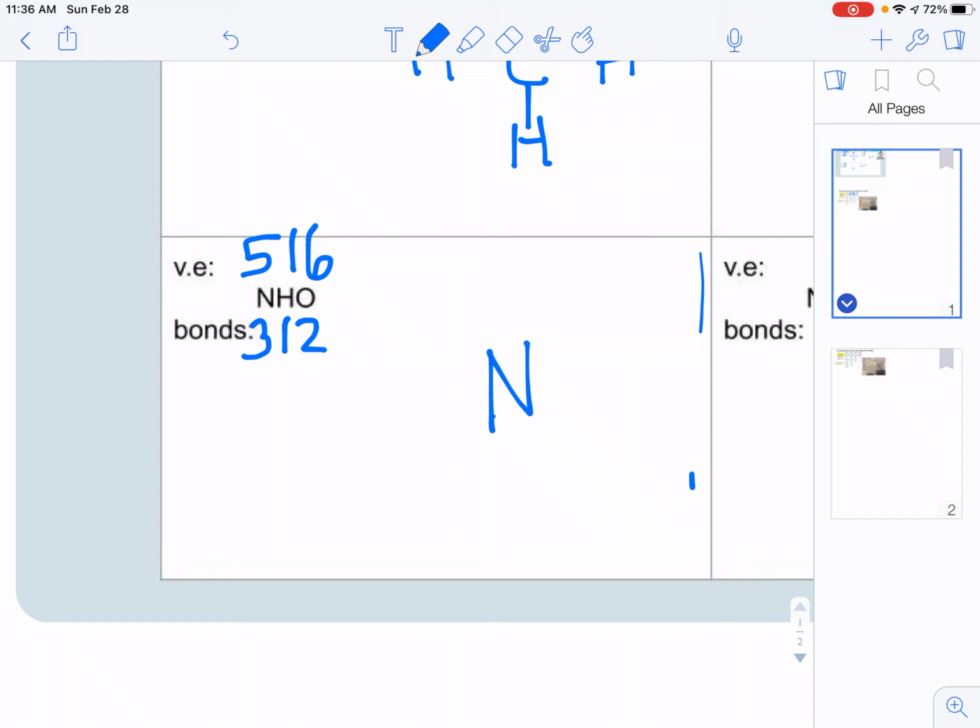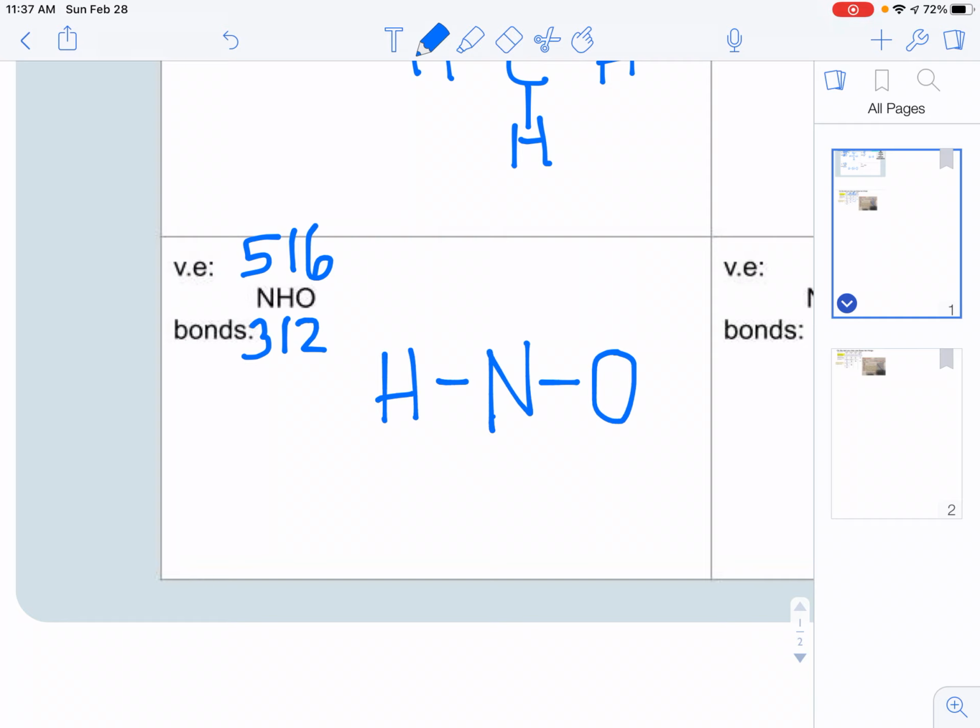I only have one H and one O. I usually try to put one on each side when it's like that. So I'm pretty sure they're both going to need to bond to the nitrogen. The nitrogen has to be in the middle. Start with a single bond.